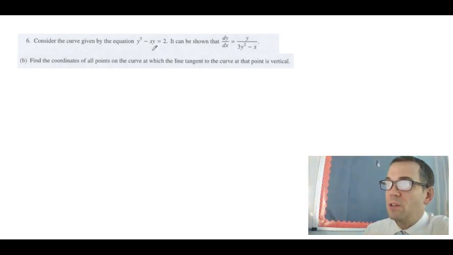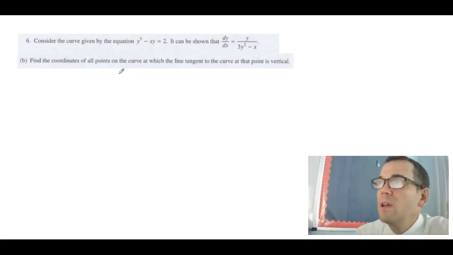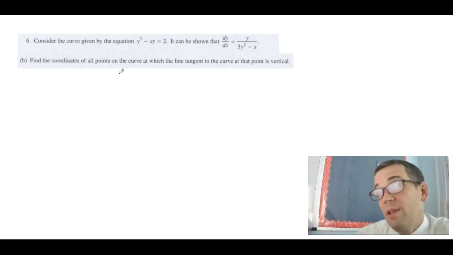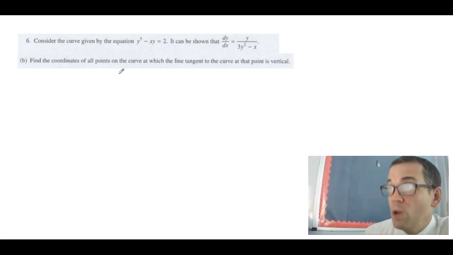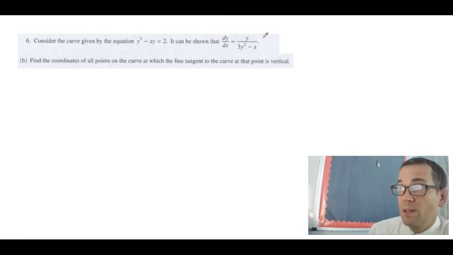They gave us another function, and they gave us the derivative already. For part B, they want us to find the coordinates of all points on the curve for which the tangent line is vertical. Now, vertical means slope is undefined. And we know that the slope of the tangent line at any given point is given by this equation here.